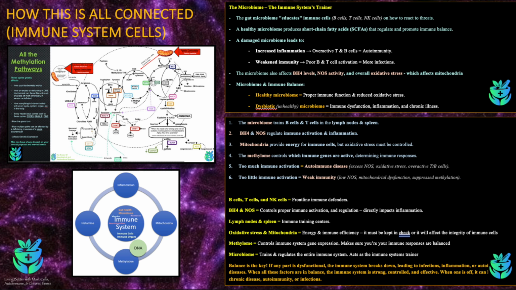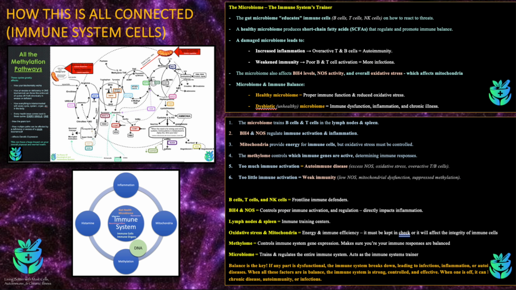BH4 and NOS regulate immune activation and inflammation. Mitochondria provide the energy for immune cells, but oxidative stress must be controlled. The methylome controls which immune genes are active, determining immune responses. Too much immune activation equals autoimmune disease. Too little immune activation equals weak immunity.